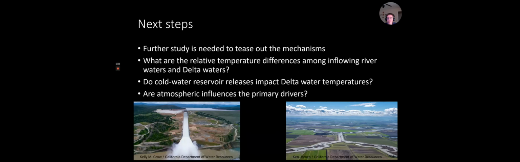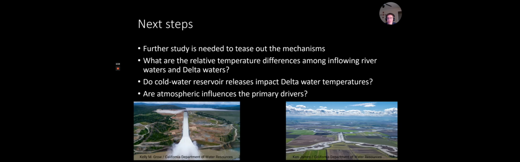So I've mentioned a lot of areas for future work in this presentation, but I'm just going to summarize them here because there are a lot of areas that we really need to dig into to understand why these patterns are appearing. One question is, what are the relative temperature differences among inflowing river waters and delta waters? I think this is a key question to figure out whether the influx of cooler water could be driving any of the patterns that we found.